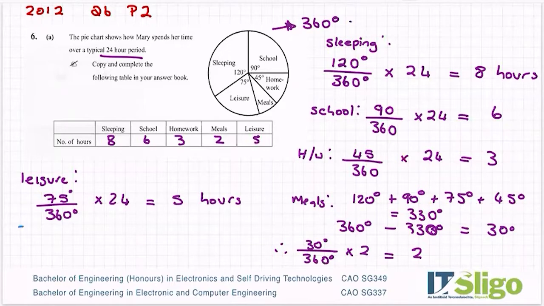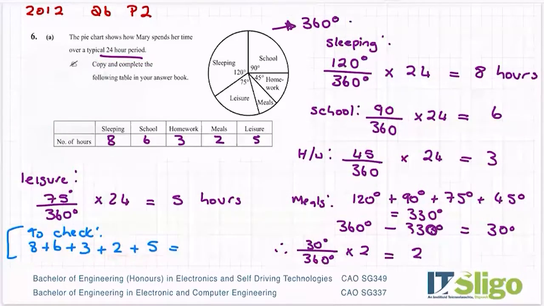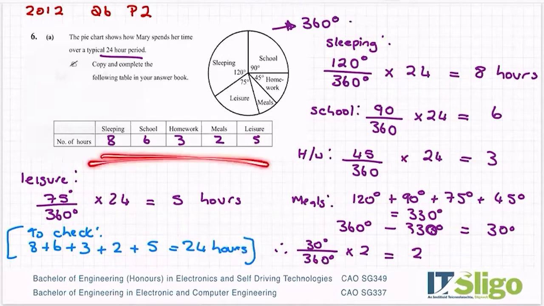Okay, so then just to check, I'm adding up 8 hours, which was sleeping, and school and homework and meals and leisure, and I'm seeing, do I get my 24 hours in the day? So 8 and 6 is 14, 15, 16, 17, 18, 19, and 5 is indeed equal to 24 hours. So I'm confident now in my table. So that's how you do part A, okay?